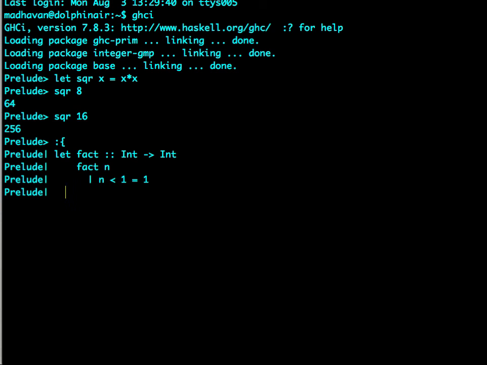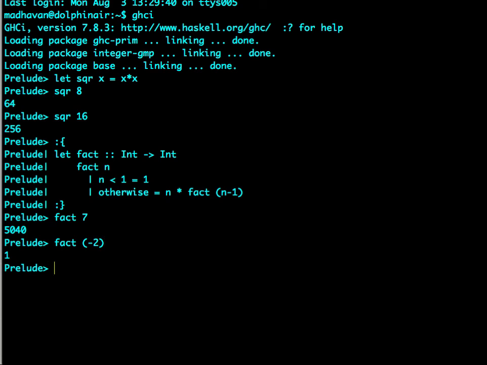1 is equal to 1. Otherwise is equal to n times fact of n minus 1. Okay, and then we close this multi-line definition, we get back to the old prompt. Now we say what is factorial of 7, we get 5040. We say what is factorial of minus 2, we get 1, and so on. So we can use let with the open brace, close brace if necessary to define functions in ghci indirectly, not exactly the same way we do it in the Haskell file which we source through the load function, but effectively we can write functions on the fly.